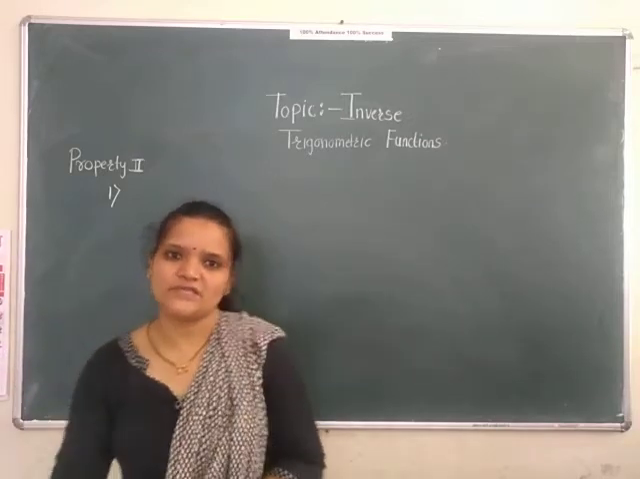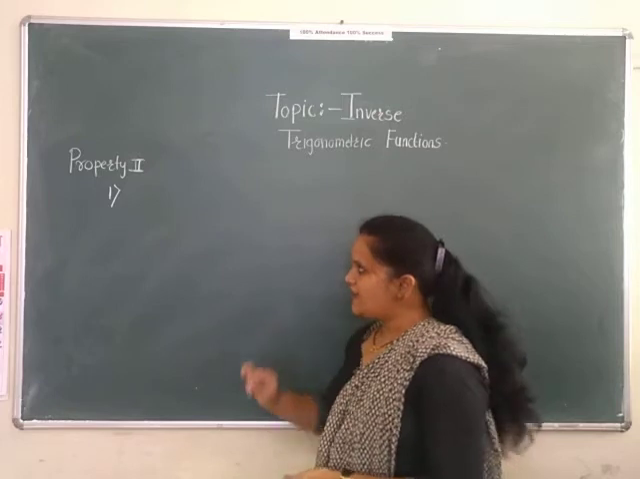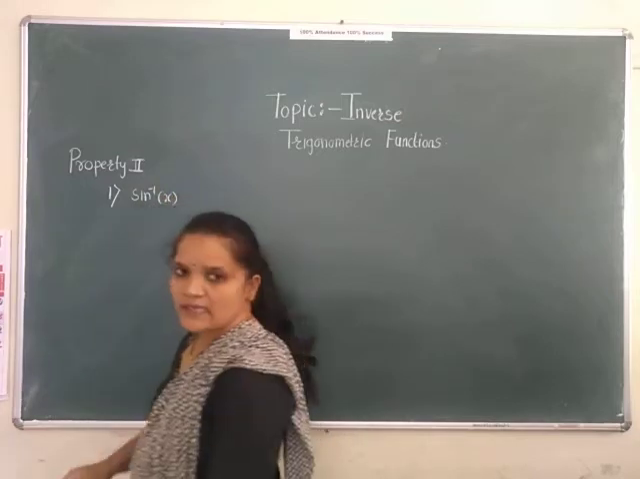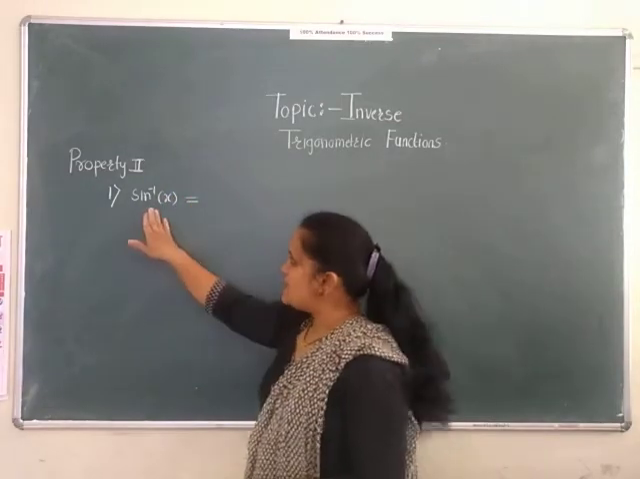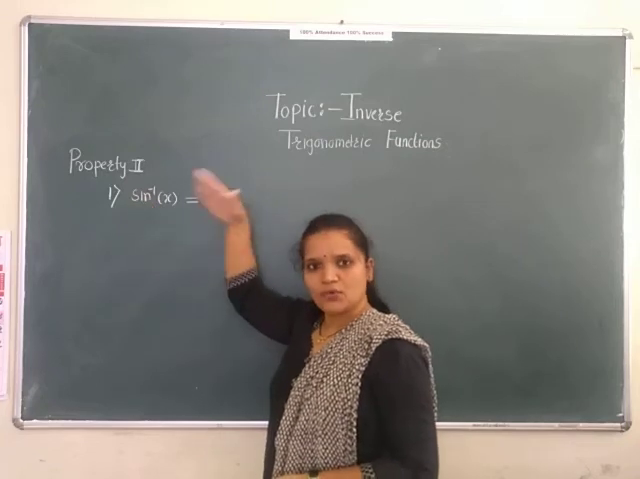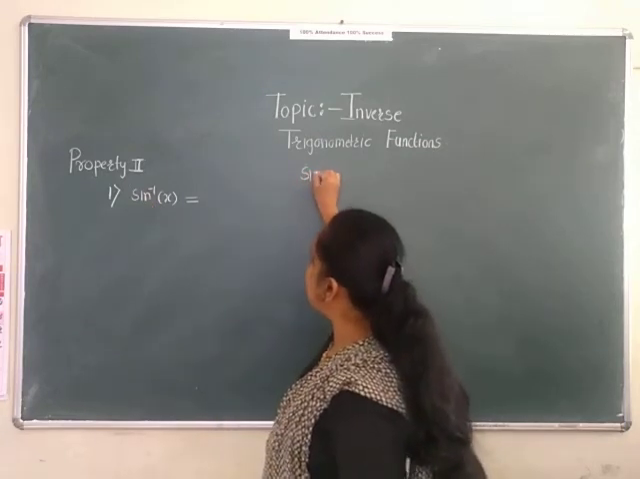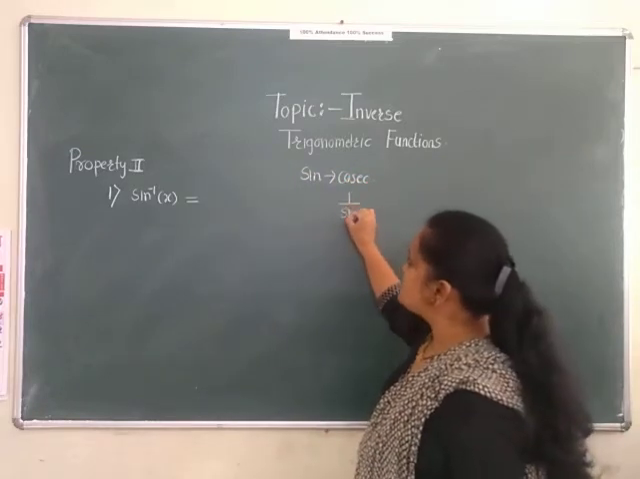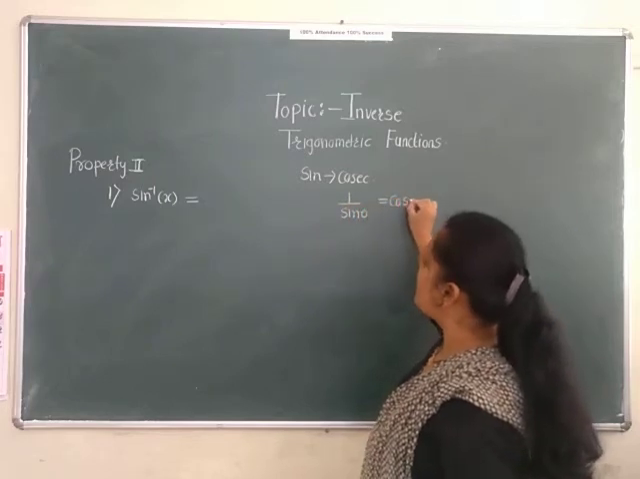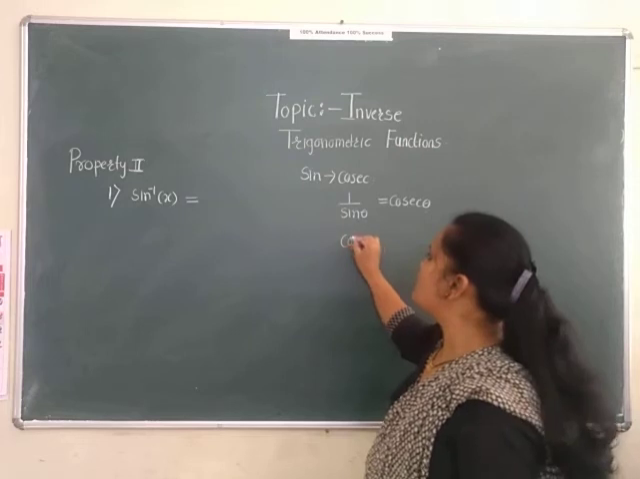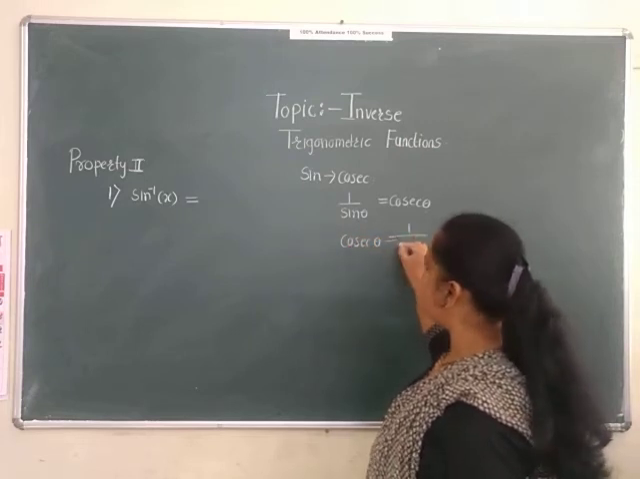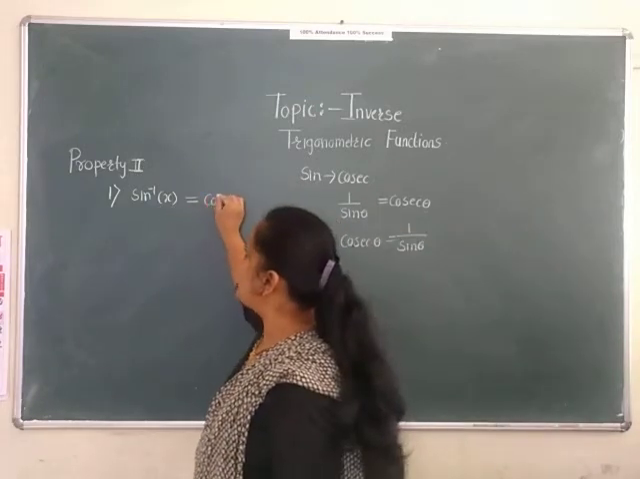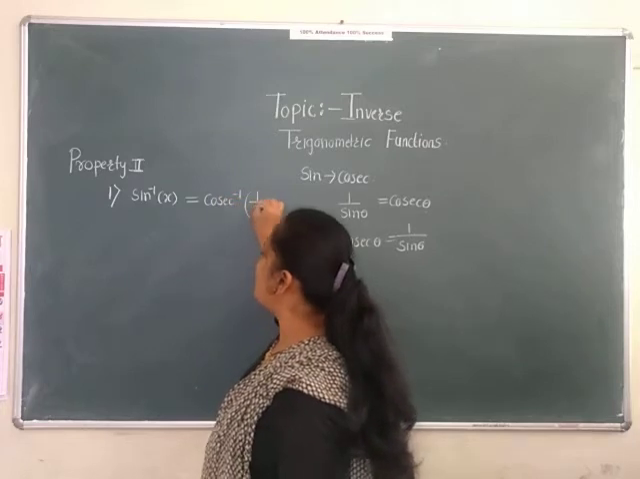Now let's understand property number 2. I will write one by one. Property 2 says sine inverse of x is equal to cosec inverse of 1 upon x, because we know that 1 upon sin theta is equal to cosec theta, and similarly cosec theta is equal to 1 upon sin theta. So if sin inverse of x is there, then I can write cosec inverse of 1 upon x.